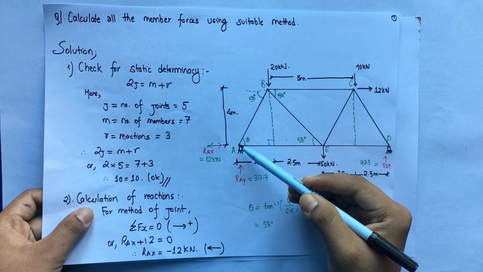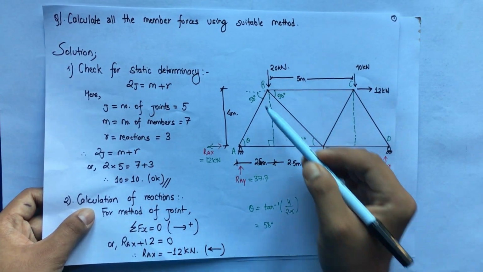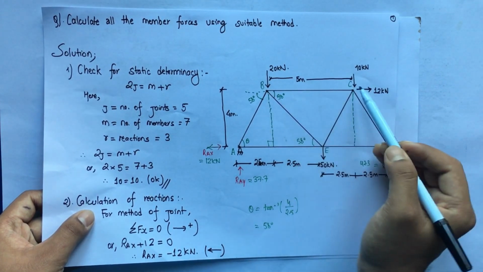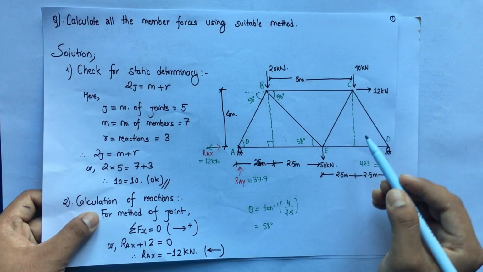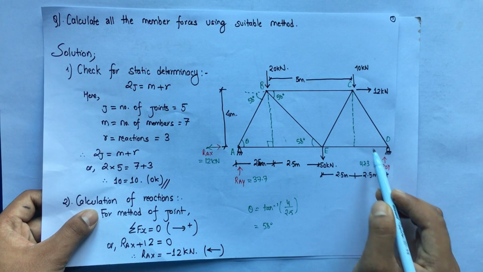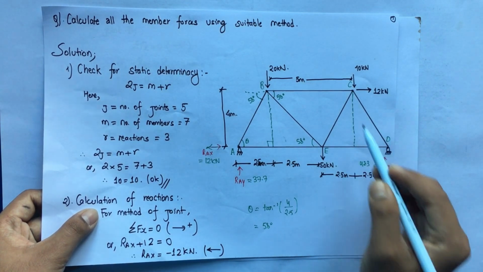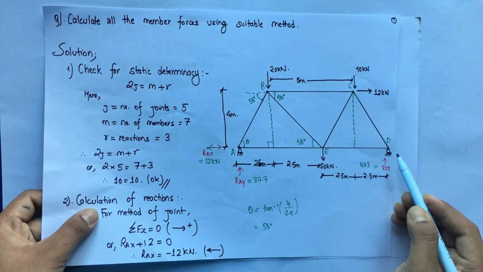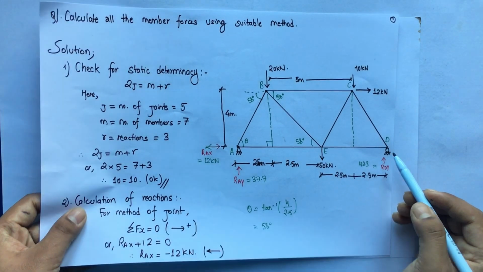So we have calculated the member forces for AB, AE, BE, BC, CE, and similarly we have also computed for ED. Now the only member left is DC. So you can go for joint C or joint D, but for now let us go with joint D.